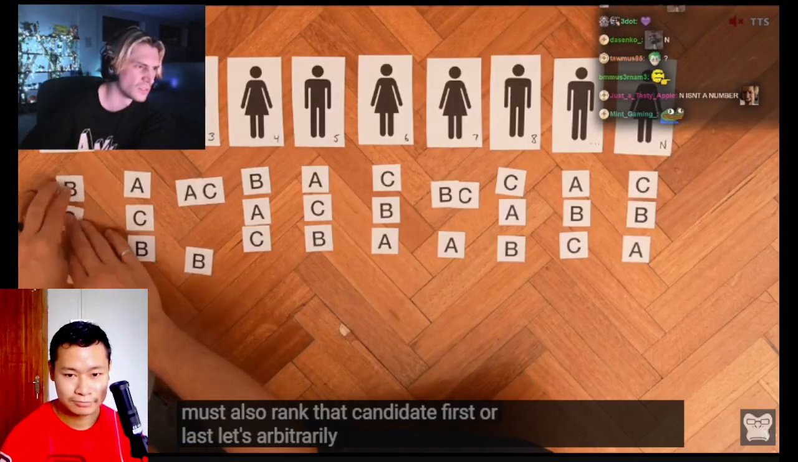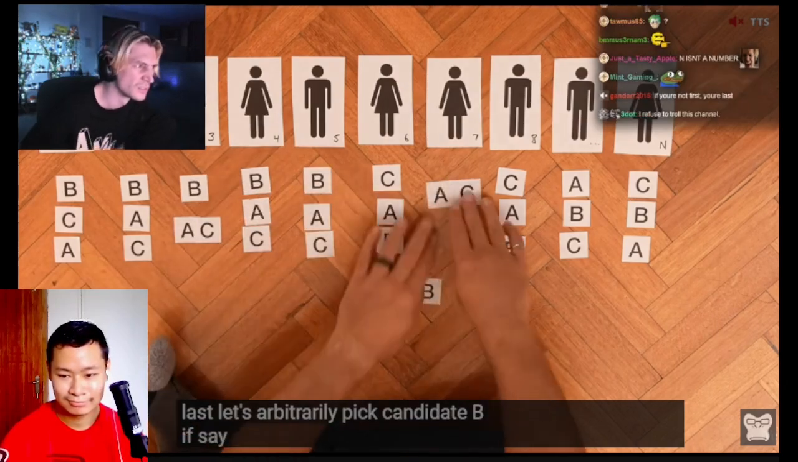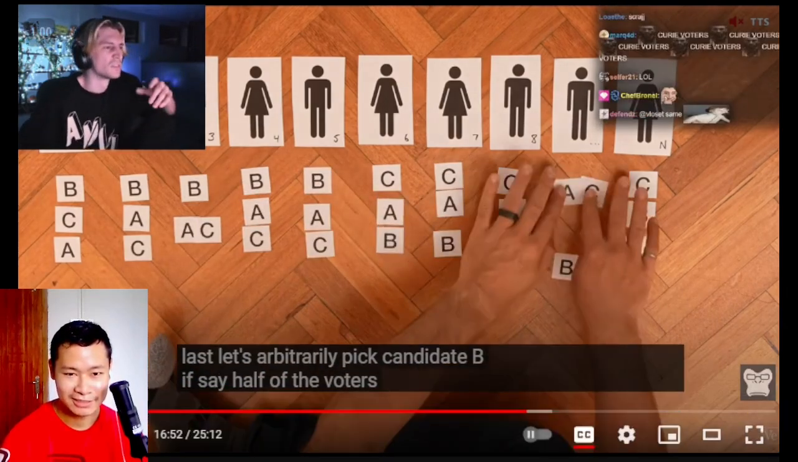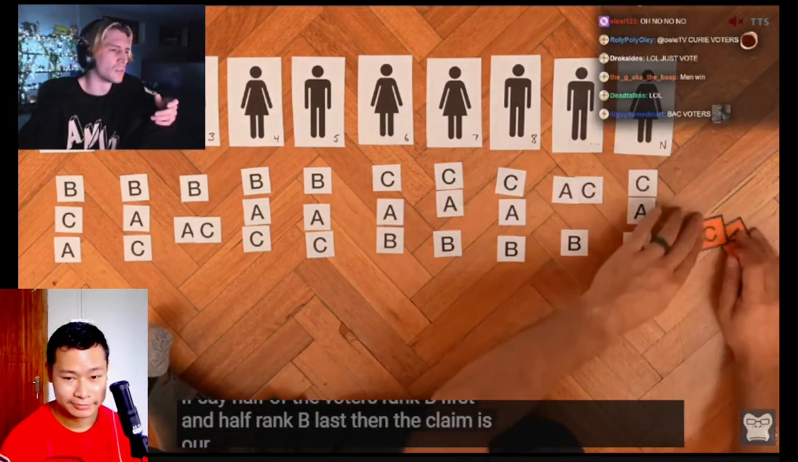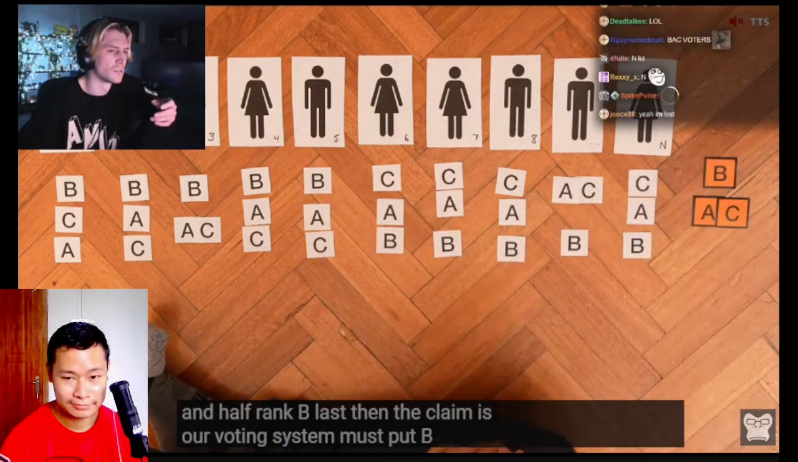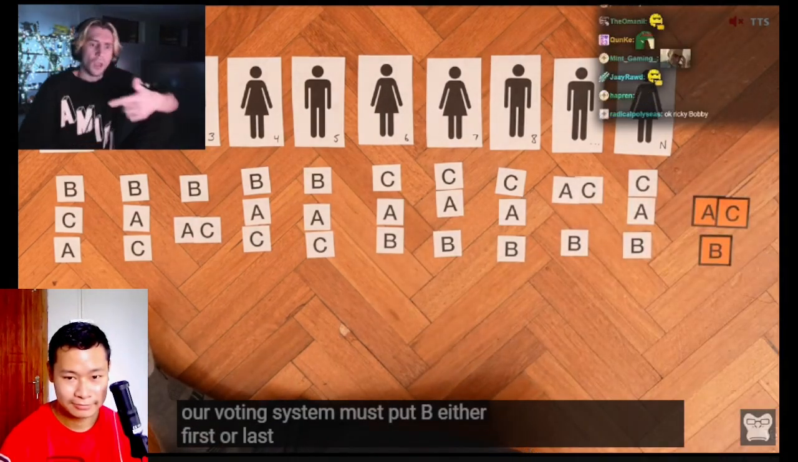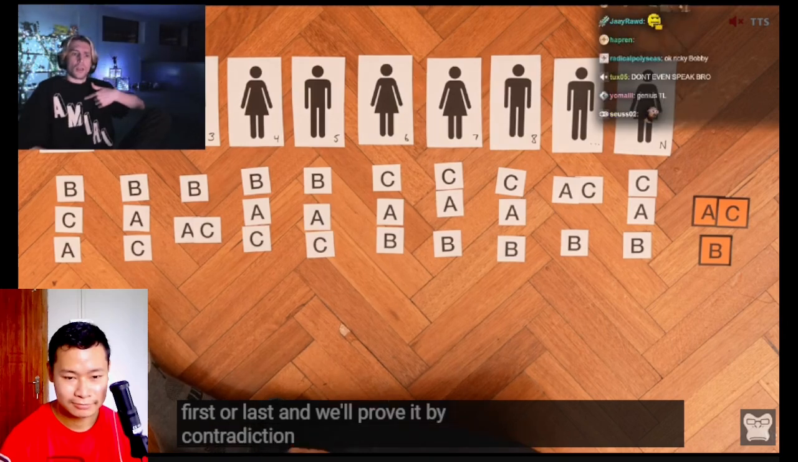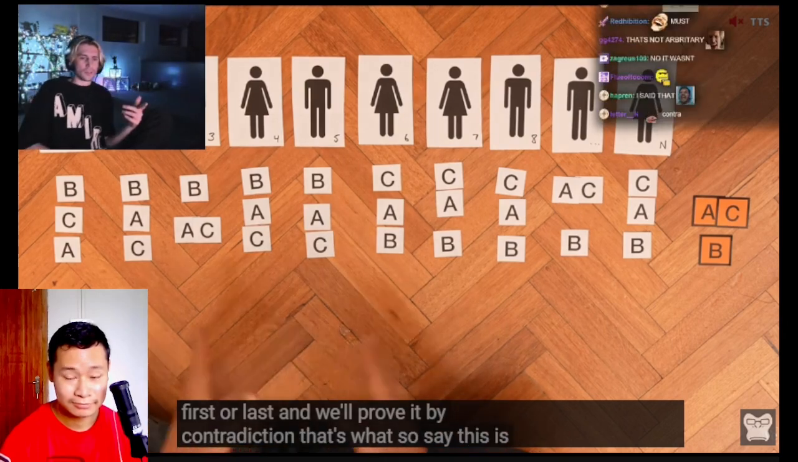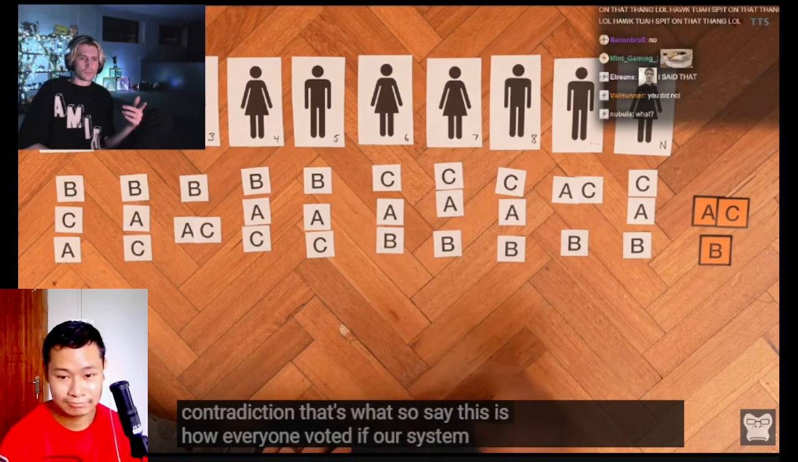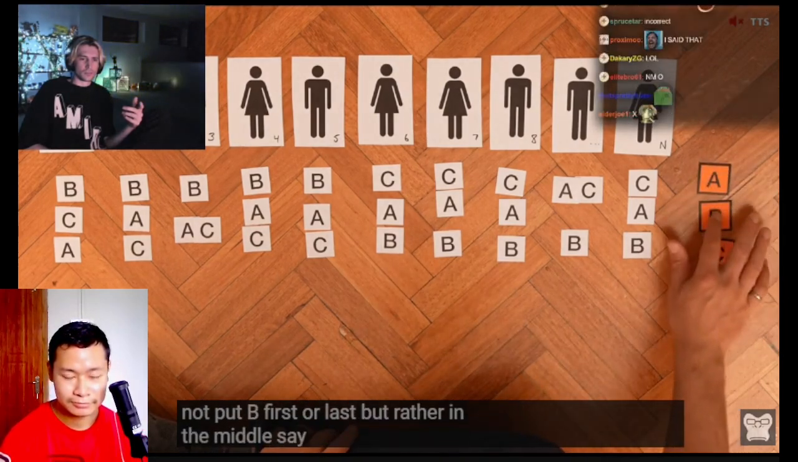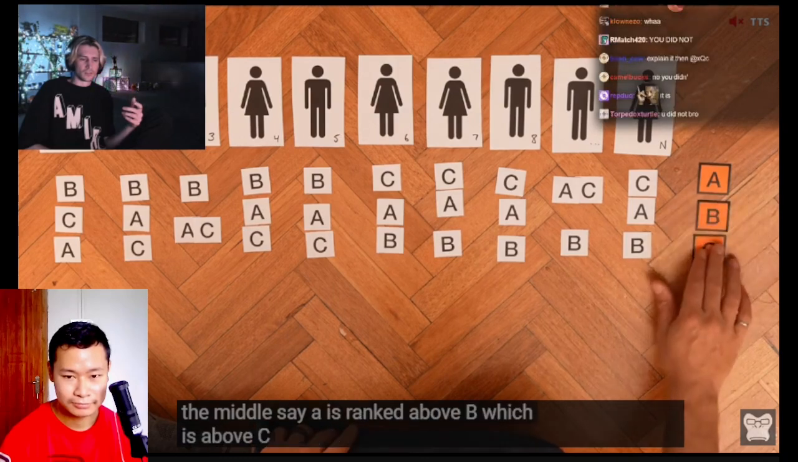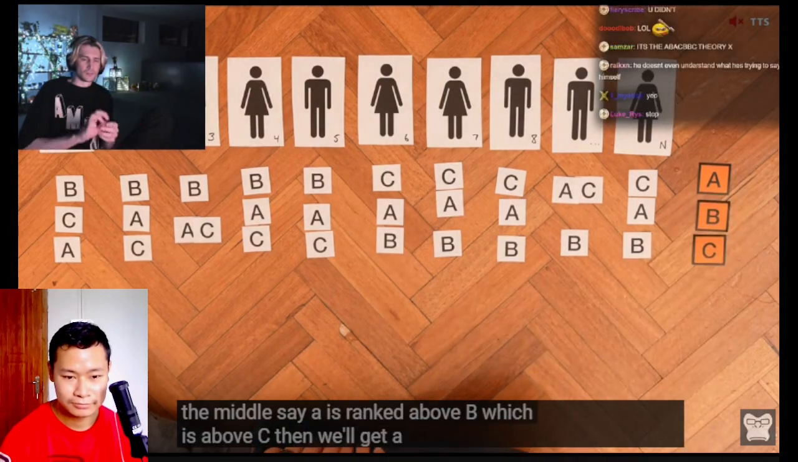Let's arbitrarily pick candidate B. If, say, half of the voters rank B first and half rank B last, then the claim is our voting system must put B either first or last. And we'll prove it by contradiction. So say this is how everyone voted. If our system does not put B first or last, but rather in the middle, say A is ranked above B, which is above C, then we'll get a contradiction.